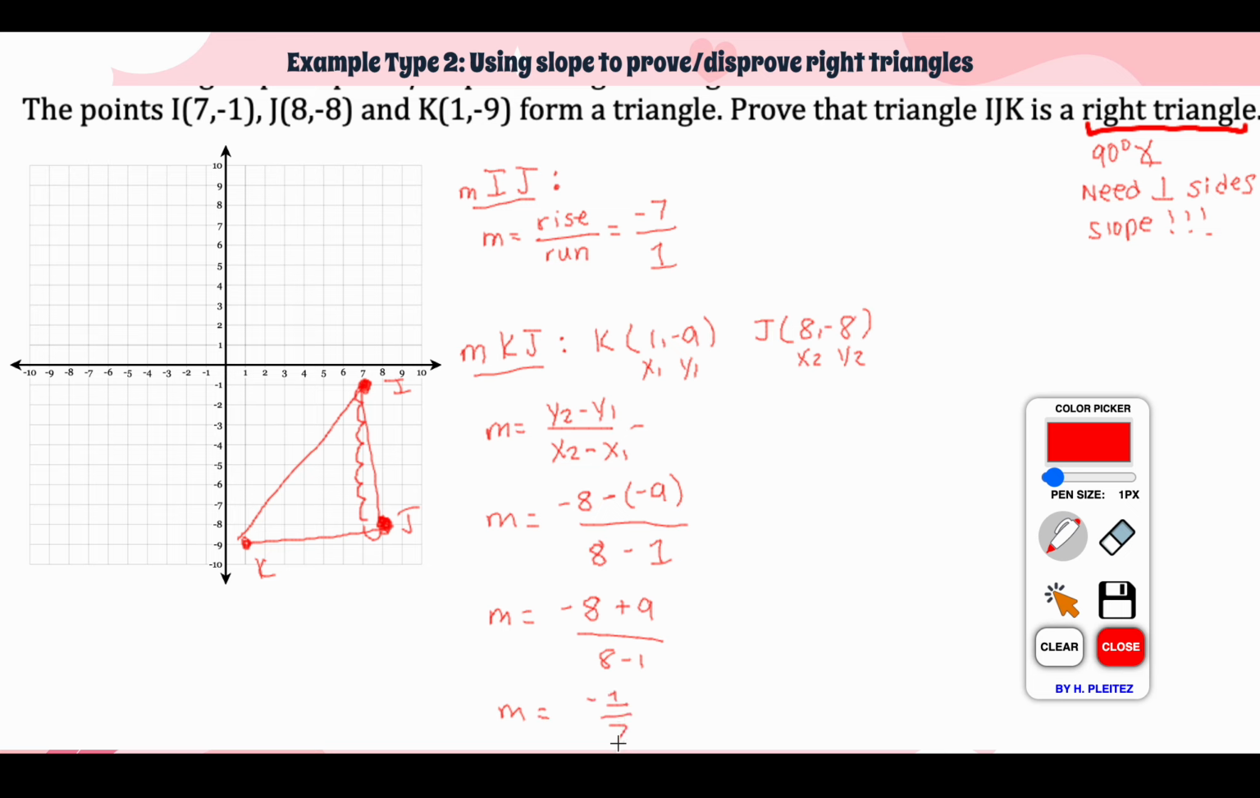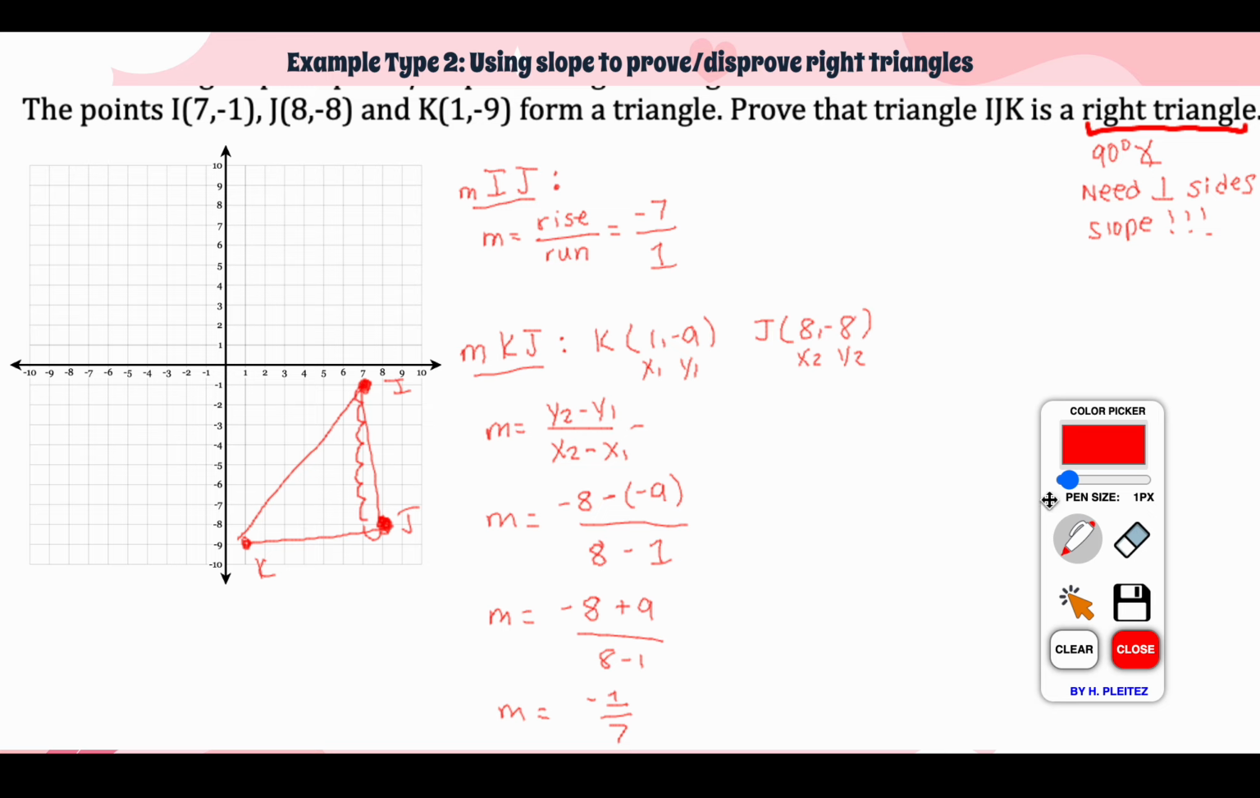And now that we have both of our slopes, we'll label it. So the slope of IJ is -7 over 1. The slope of KJ is, oh sorry, that's positive, -8 plus 9, so +1 over 7.